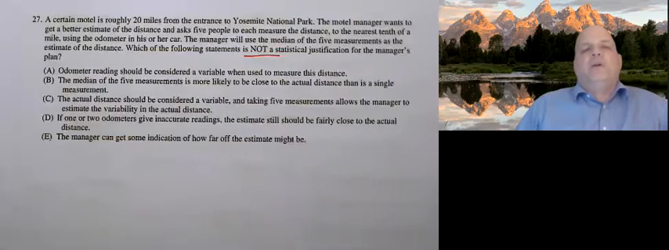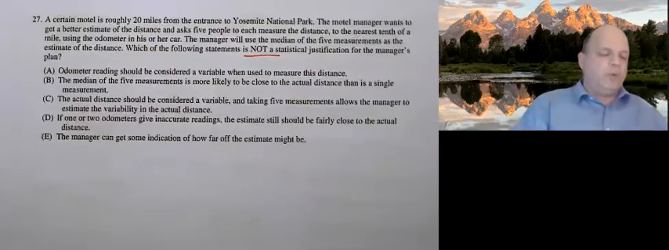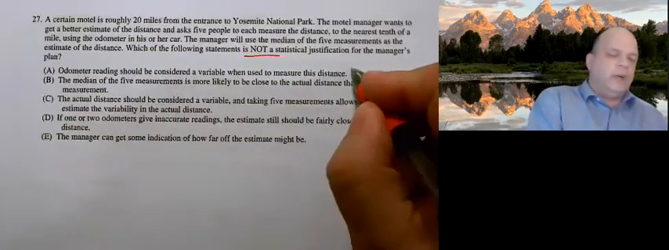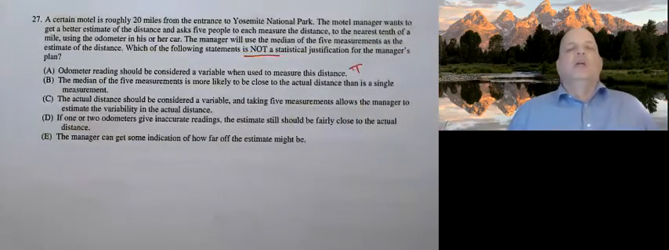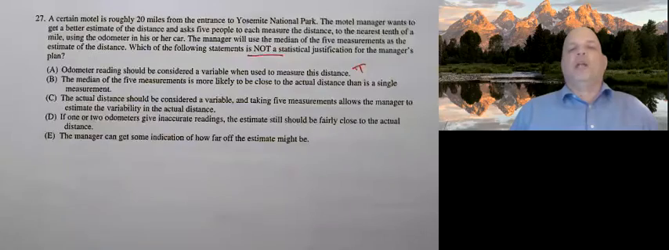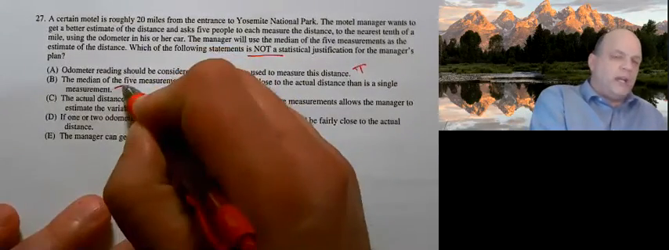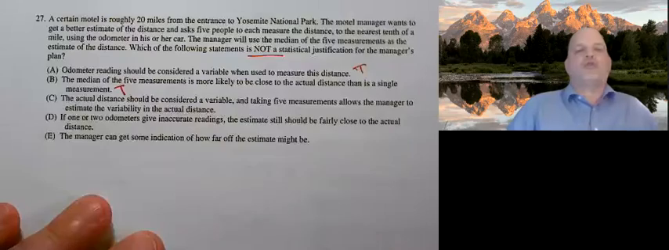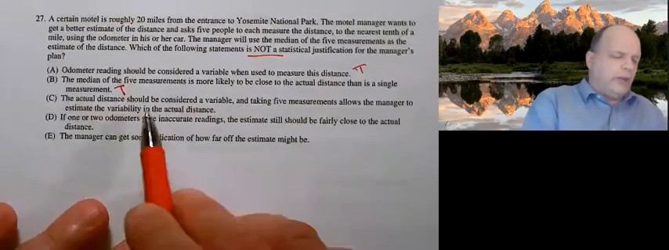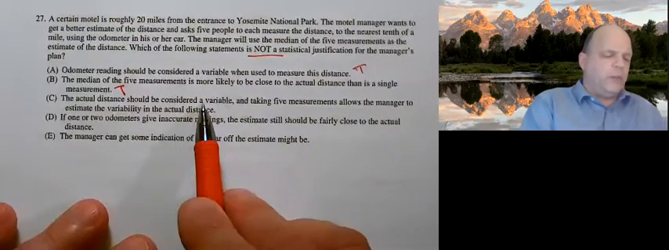So odometer reading should be considered a variable. Yes, when I read the odometer, it can be halfway between 2 numbers. So that is a variable. That's true. The median of the 5 measurements is more likely to be close than a single measurement. The more measurements we take, the better off we are. So that's true. The actual distance should be considered a variable.